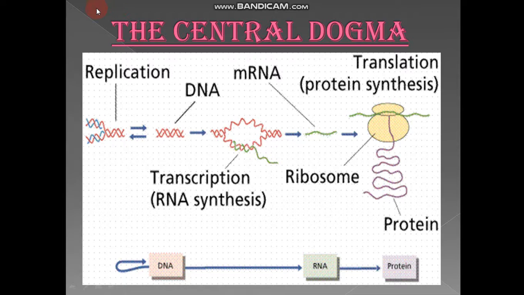As you can see in this diagram, this process is replication. Semi-conservative mode of replication is the way the DNA replicates. Okay. So here what happens? The parent DNA unwinds and a new DNA is formed. So this is replication. By the process of replication, DNA forms a copy of itself.